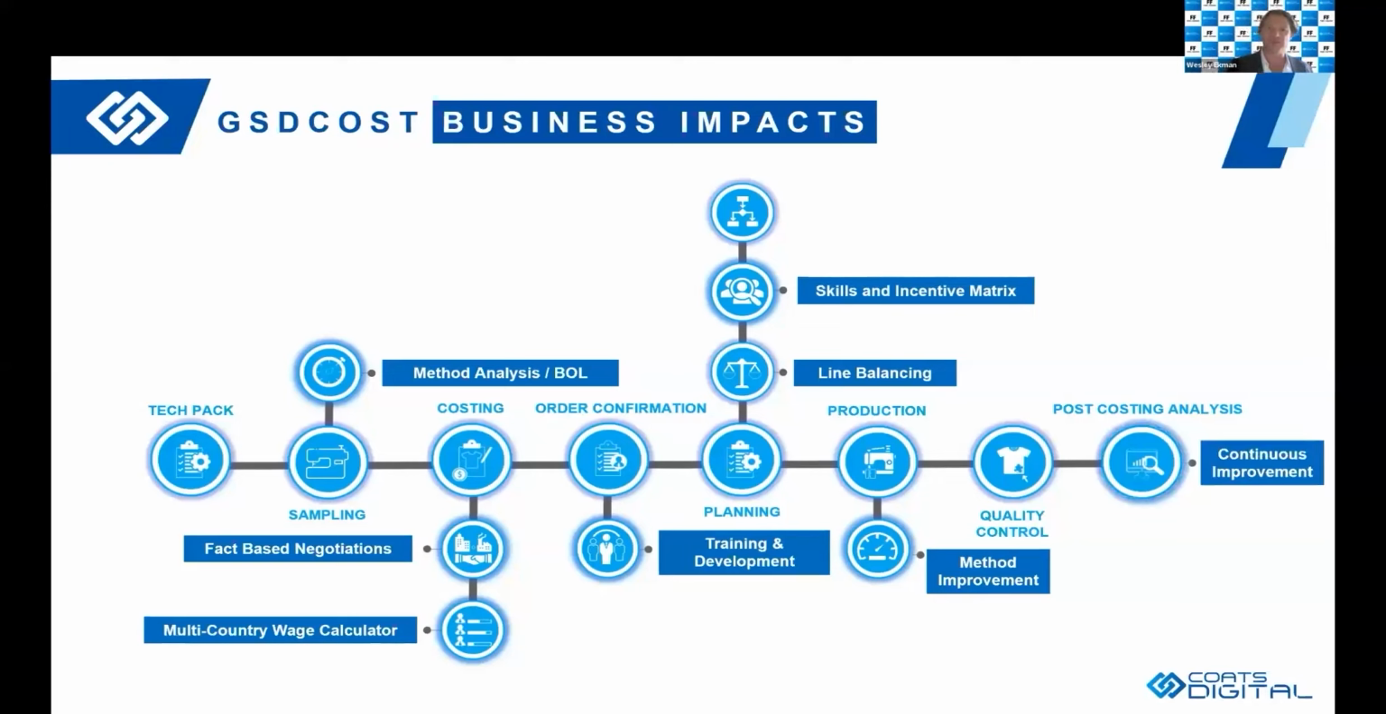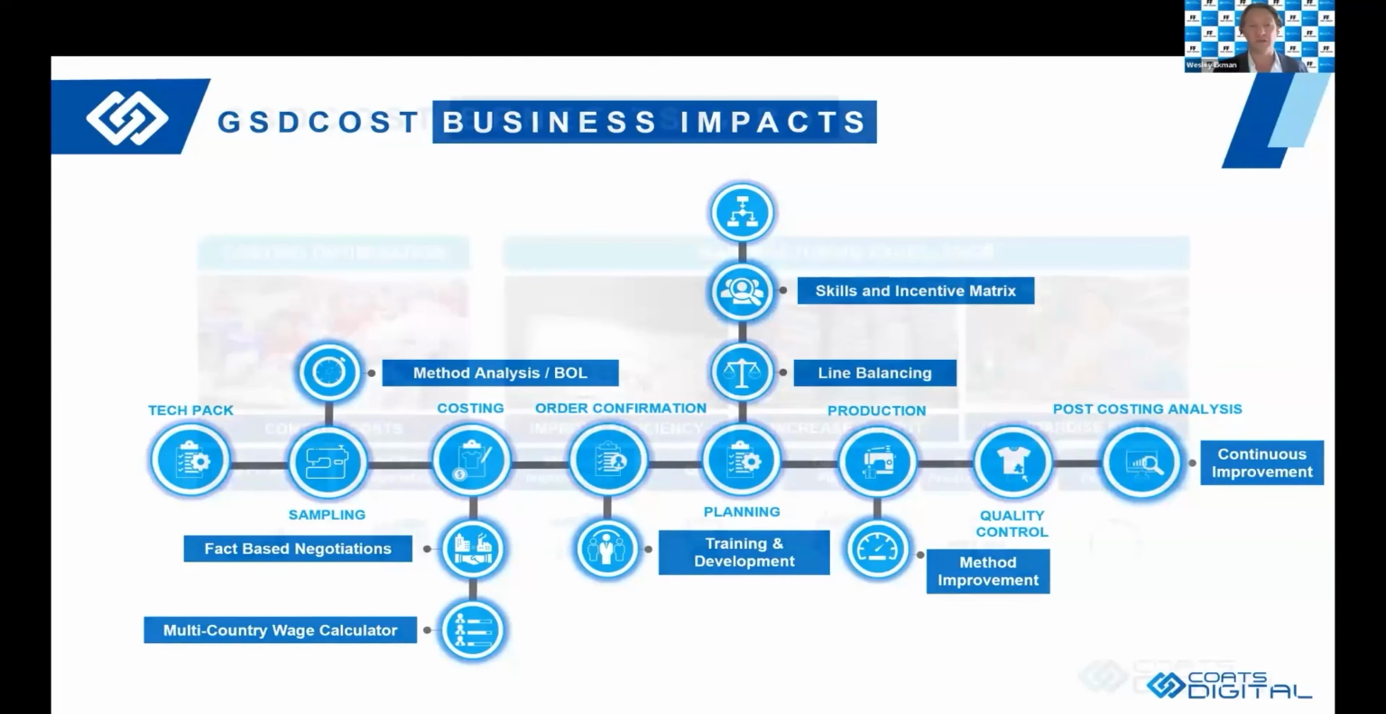Of course, post-costing analysis. Once you start getting more accurate with your SMVs, you start getting more accurate with your costing. Once you get more accurate with your costing, how do you drive a process of continuous improvement? How do you drive better incentives? How do you drive better methods? How do you drive better line balancing? How do you drive better negotiations so that you continuously have this learning curve as a business? Not using historical, outdated information, but using live, real-time information and benchmarking yourself against that.